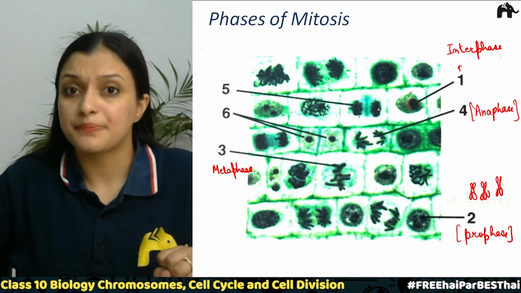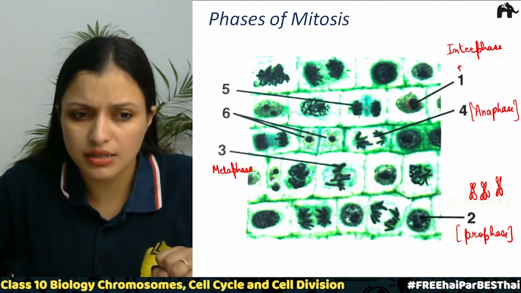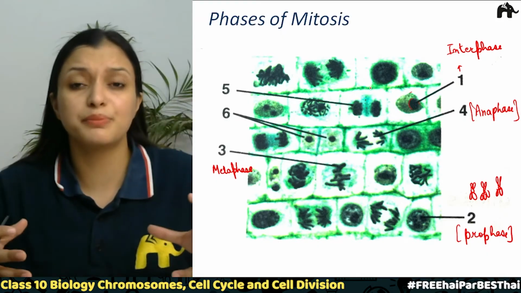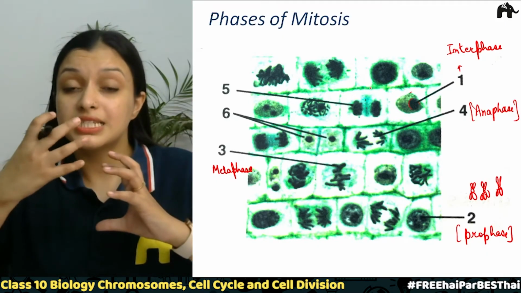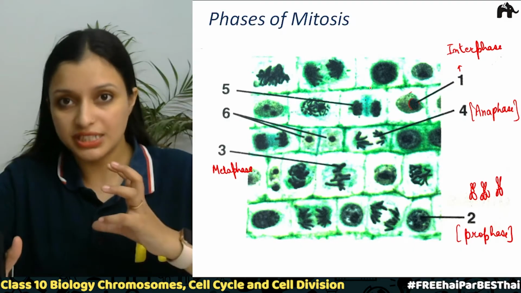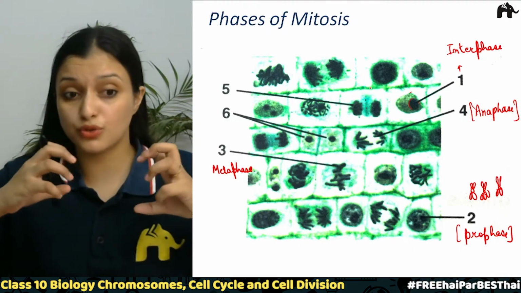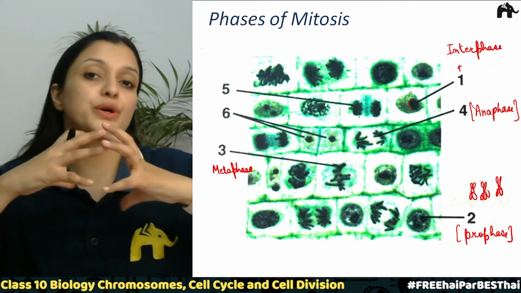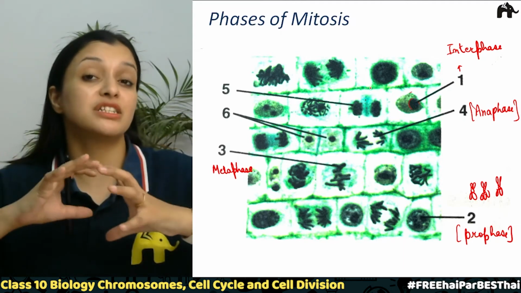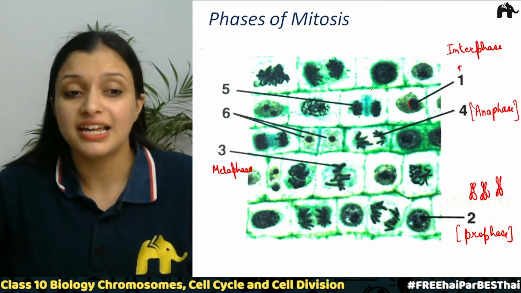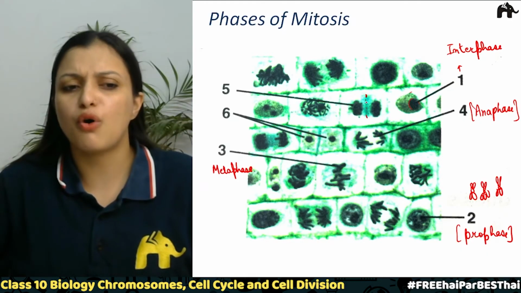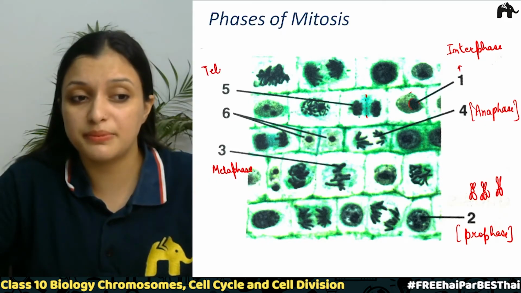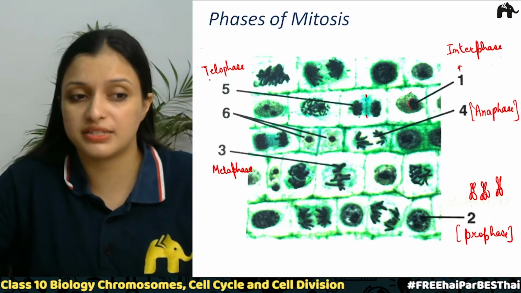Now coming on to the fifth one. Do you see there is a line in the center? The cell has entered into telophase, where the chromosomes are on the opposite sides. The sister chromatids which were separated are on the opposite sides. Spindle fibers have disappeared and there is the formation of this furrow or the cell plate. So this will be telophase.